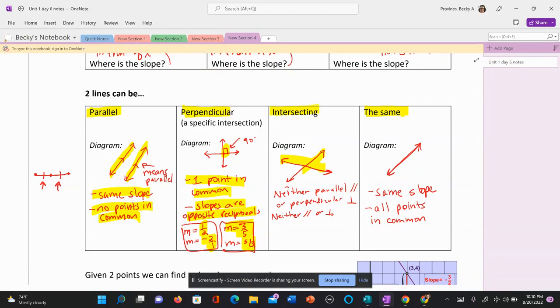Now, when they're intersecting, notice there are no markings here. It doesn't show perpendicular, it doesn't show parallel. There are just two lines that cross. And so these are neither parallel nor perpendicular.